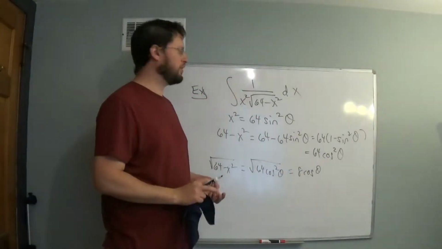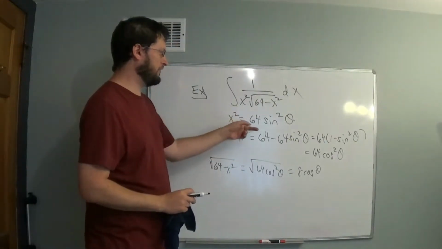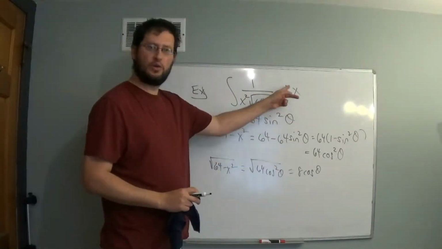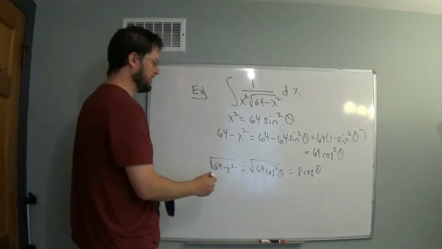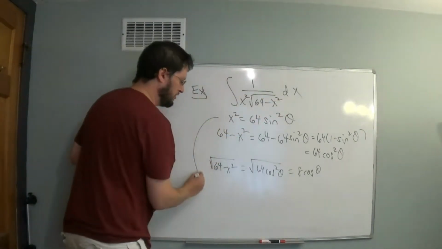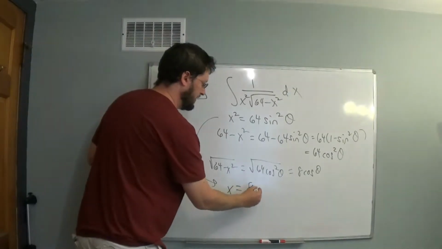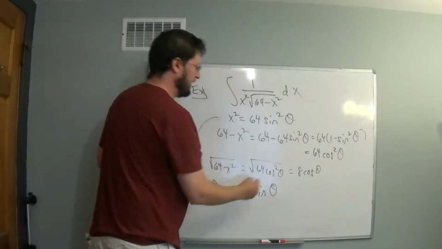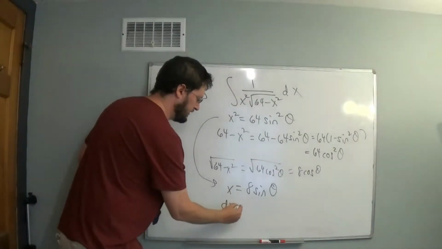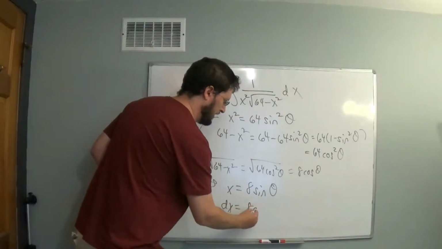Everything needs to be transferred over to theta. So x squared, that's great, we already got it. X squared is 64 sine squared. This radical is 8 cosine theta. Don't forget your dx. That's the most common mistake, forgetting the dx. To figure out what dx is, we need to take our initial substitution, solve for x, which makes 8 sine theta, by taking the square root, and then finding dx. So dx is the derivative of this, which will be 8 cosine theta.